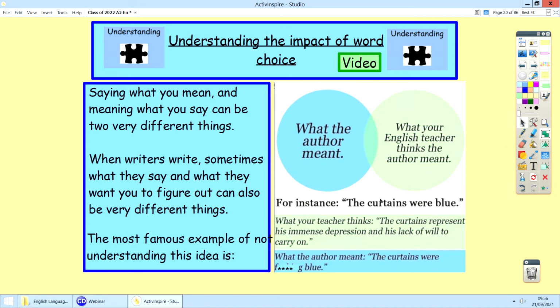For instance, the curtains were blue. What your teacher thinks, the curtains will represent his immense depression and lack of will to carry on. What the author meant, the curtains were blue. So somewhere in between that is probably the truth. So what we need to do, you should check out that video first.